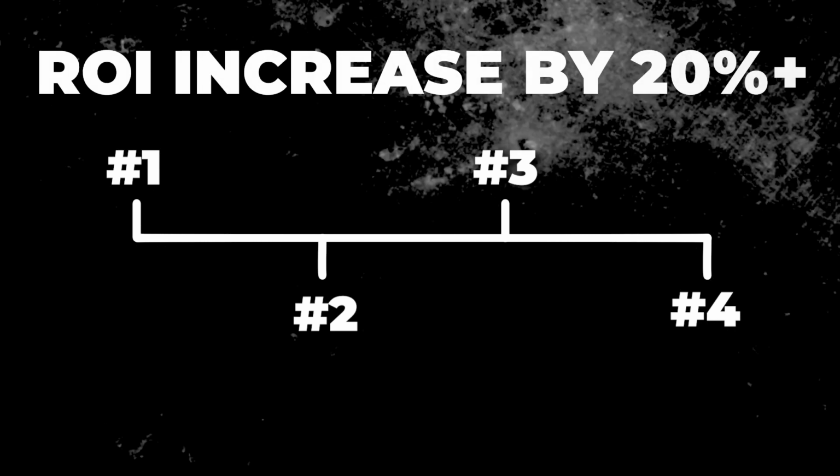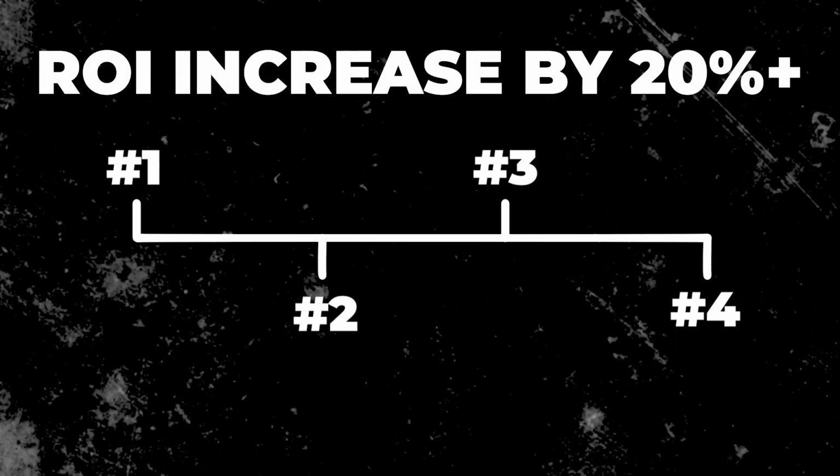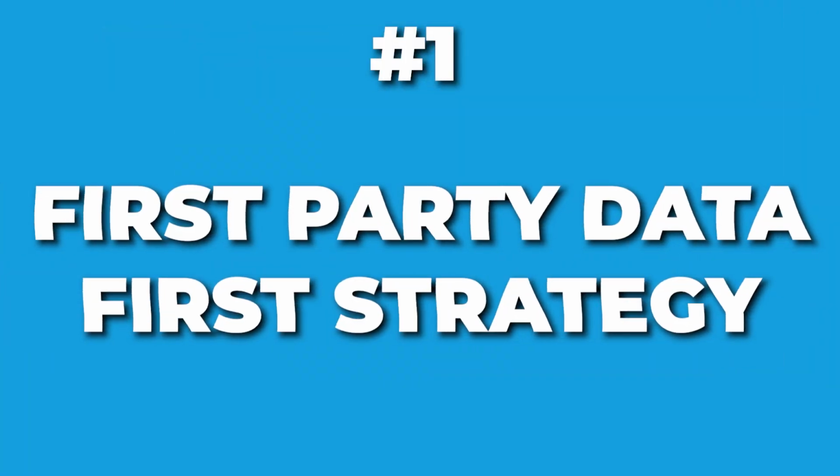Today, I'm going to show you my 4-step framework on how I take Google Ads campaigns to scale them, typically increasing ROI by 20% or more, and that happens within 30 days. So let's get into it. Step 1 is having a first-party data first strategy.